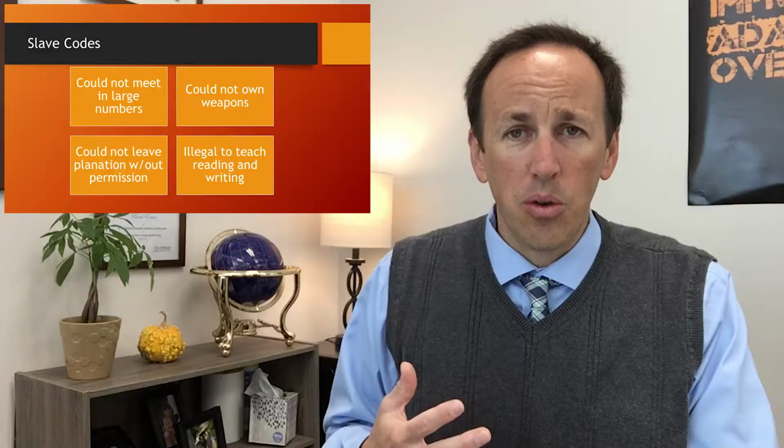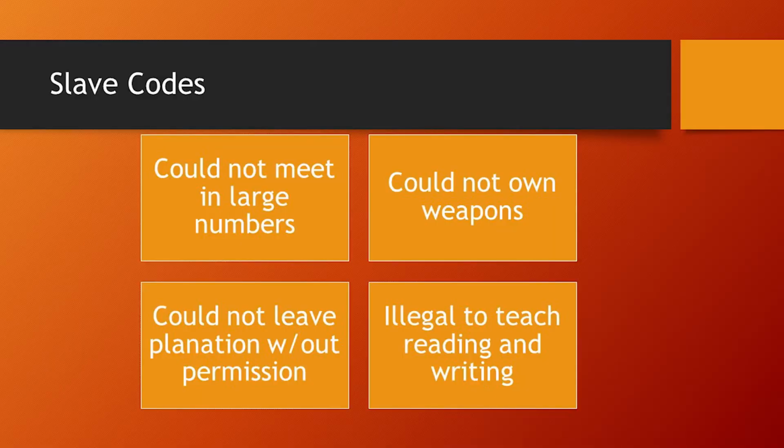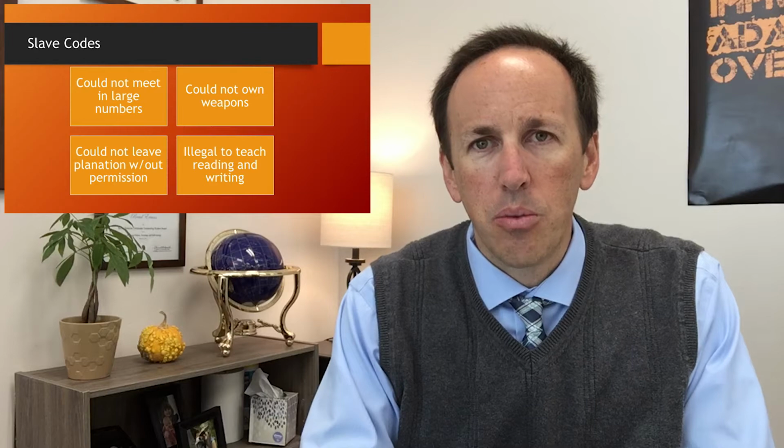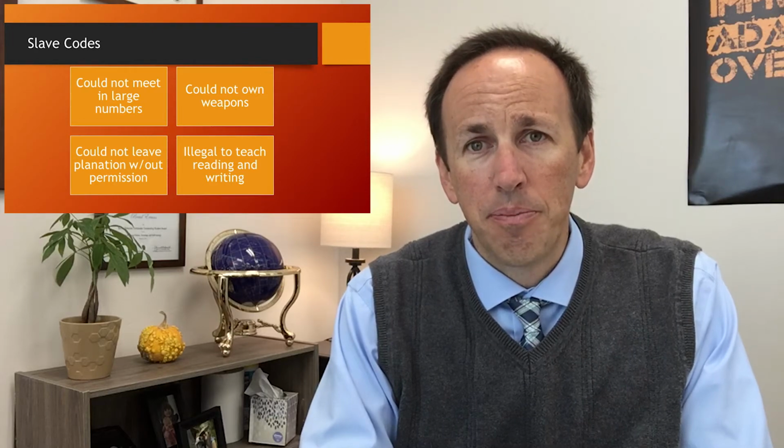What are the slave codes? What are examples of the slave codes? You cannot meet in large numbers. Slaves cannot own weapons. They can't leave the plantation without permission, and you can't teach a slave to read and write. Why? Why can't a slave learn to read and write? Think about that for a minute.